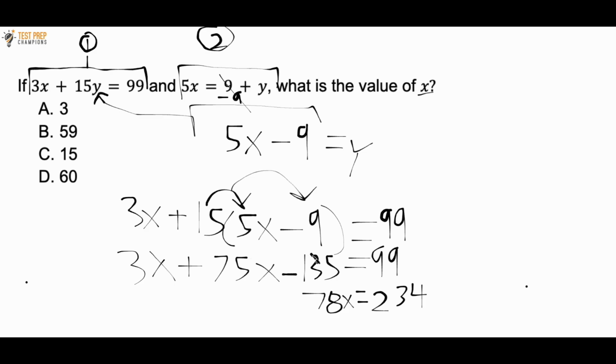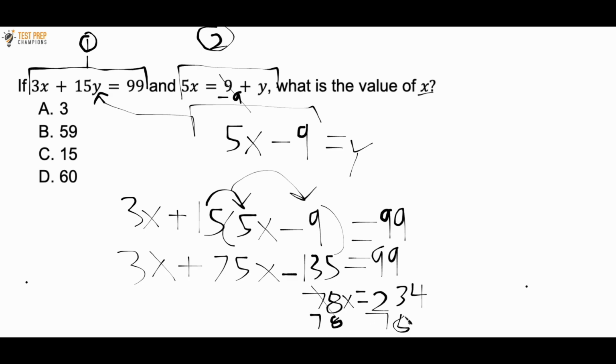From there, I added 135 to both sides. All right, that's how I got 234. And then I did 3x plus 75x, and that's how I got 78x. So I have 78x equals 234. So what I can do now is divide both sides by 78.